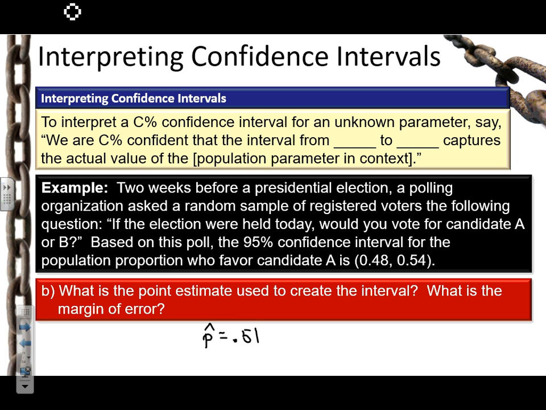So 0.51. Now, what's the margin of error? 0.03. And we get that because 0.51 plus 0.03 gives us 0.54, and 0.51 minus 0.03 gives us 0.48. Okay? So point estimate is always the exact middle of the interval. The margin of error then is the difference from that point estimate to one side or the other. You okay with that? Okay.